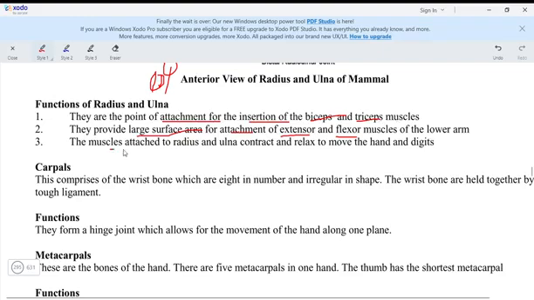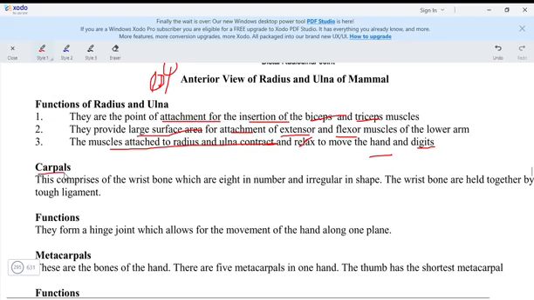So the muscles attached to this radius and ulna can contract and relax to move our hands and also to move our digits. That's talking about our fingers. They are attached in such a way that they can twist the hands.